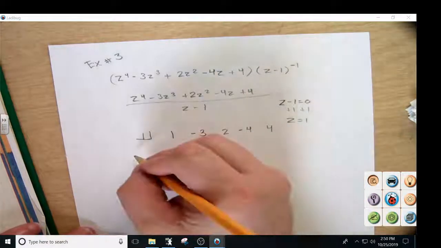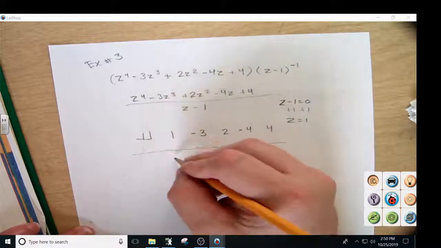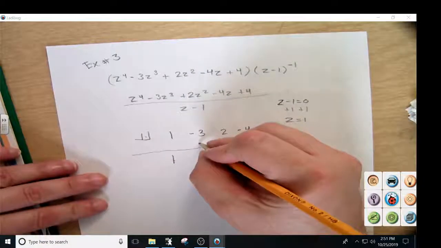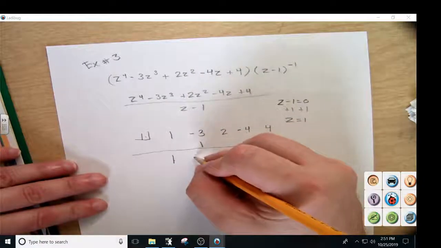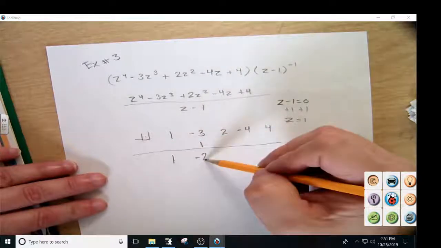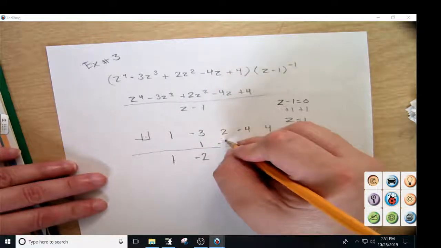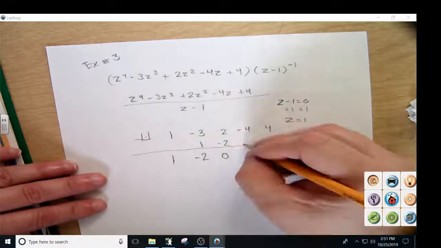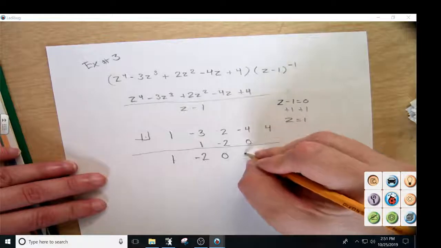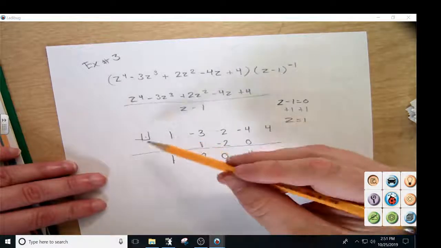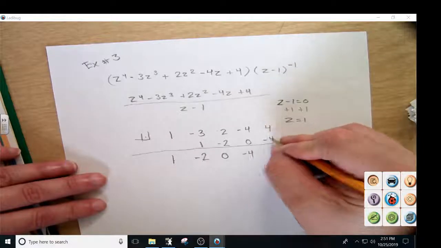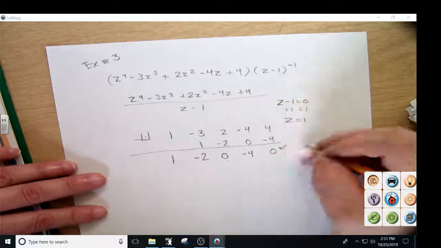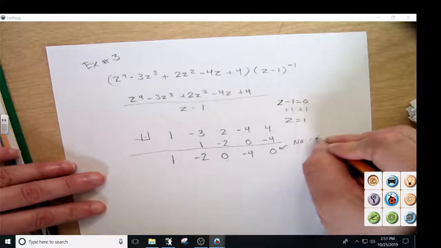Okay, draw your line down here. All right, bring your first coefficient down. Okay, so now 1 times 1 is 1. Okay, -3 plus 1 is -2. 1 times -2 is -2. That's 0. 1 times 0 is 0. -4 plus 0 is -4. 1 times -4 is -4. 4 plus -4 is 0. Notice, once again, we have a 0 in the last column. We have no remainder.